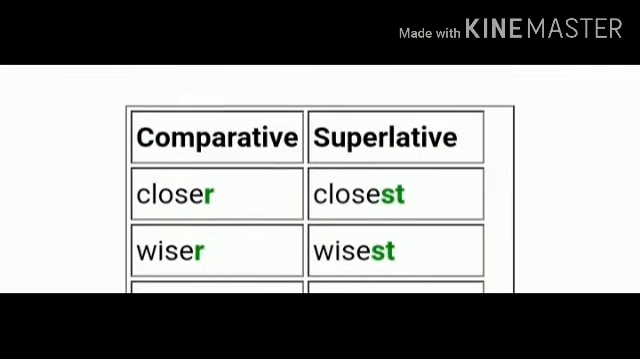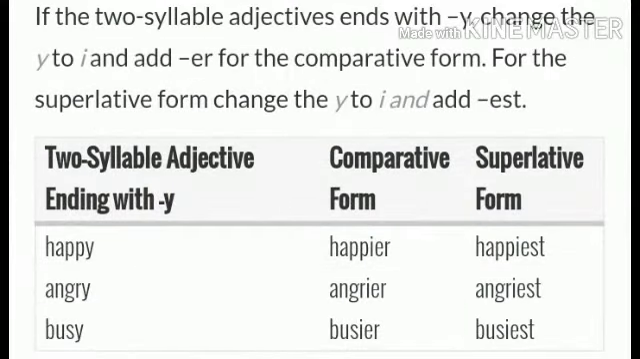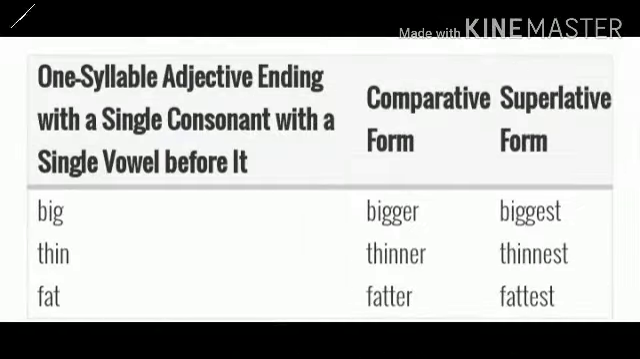But be careful if the adjective ends in e, that is, the last letter of the adjective is e. In that case, we add only r and st to make the comparative and superlative degree. For example, close, closer, closest. If the last letter of the adjective is y, then y is changed into i, and then we add er to make it comparative, and we add est to make it superlative degree. For example, happy, happier, happiest.